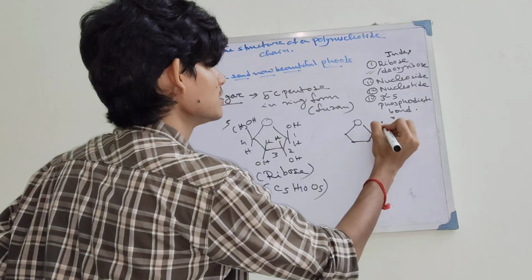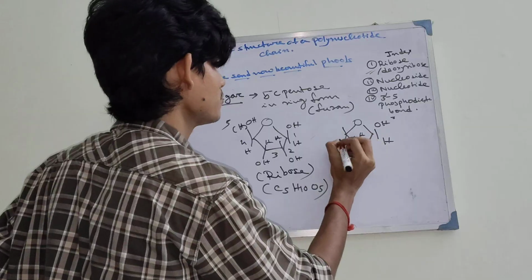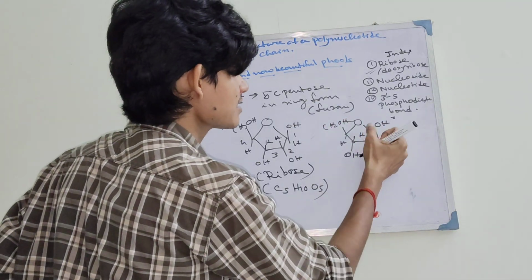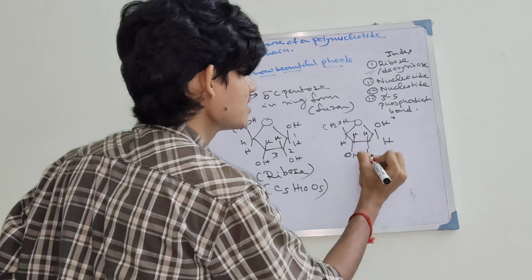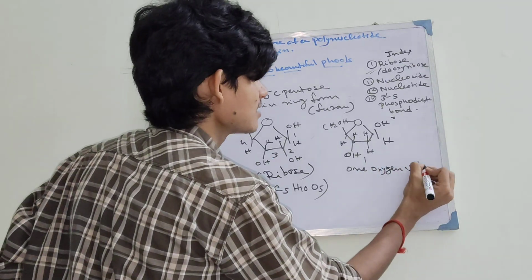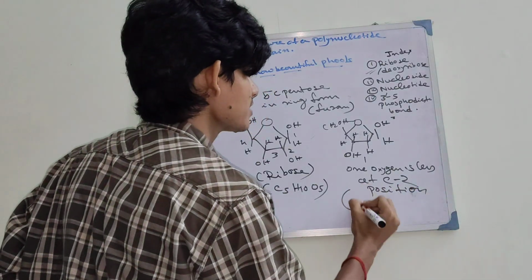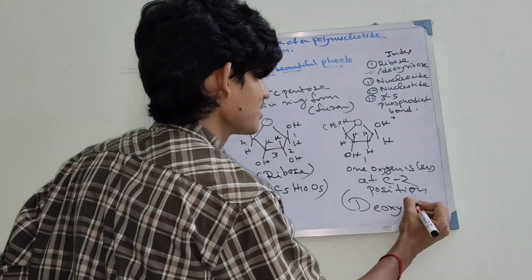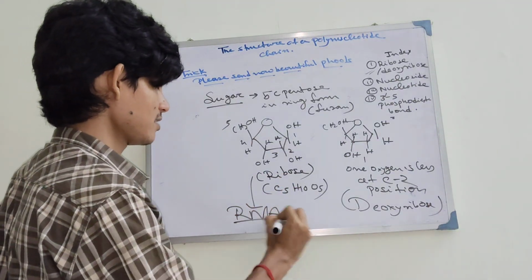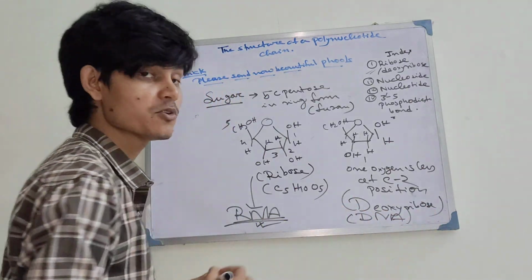Now, what is deoxyribose sugar? Here the structure is the same. Carbon 3, 4 and 5 structures are the same, but the difference lies in the second carbon. Here one oxygen is less at the C2 position. That's why it is called deoxyribose. So ribose sugar will be present in RNA, ribonucleic acid, and deoxyribose is present in DNA, deoxyribonucleic acid.